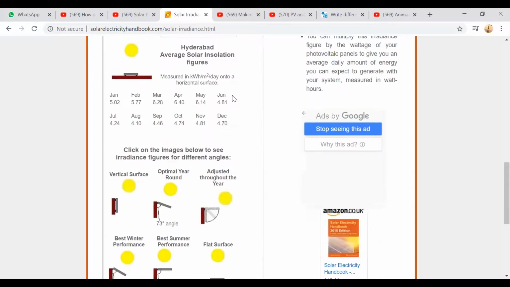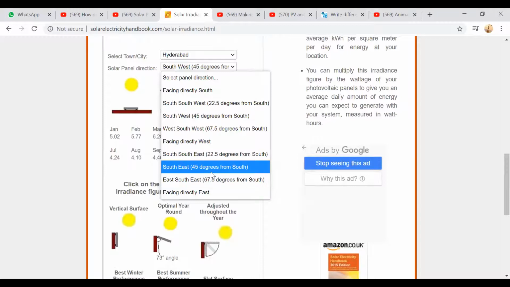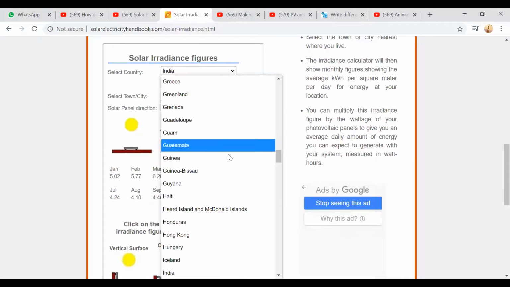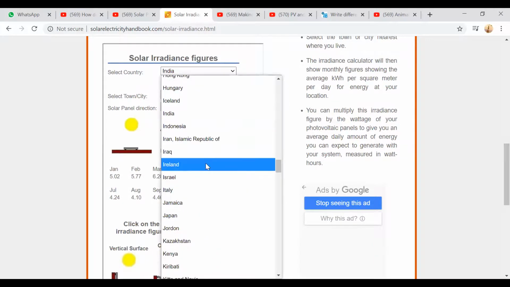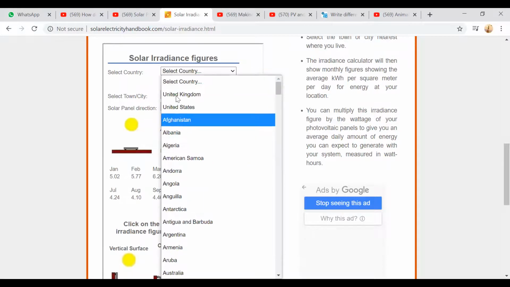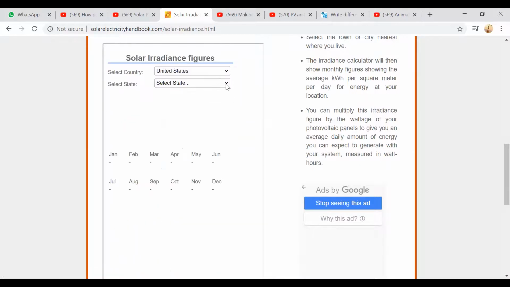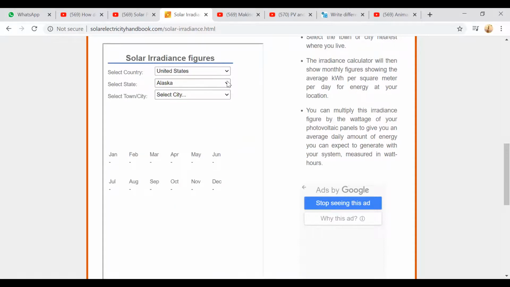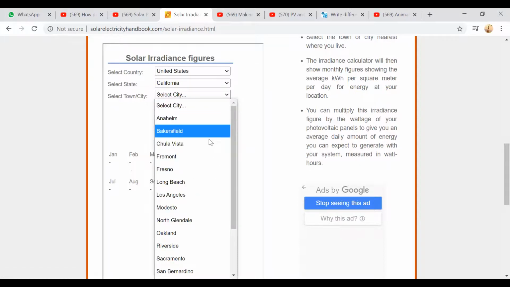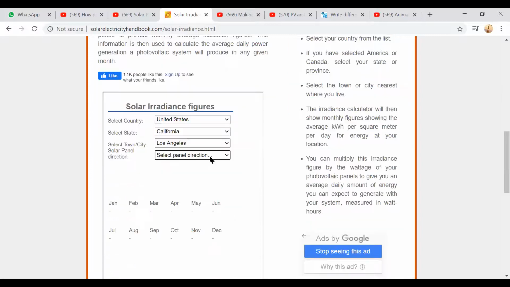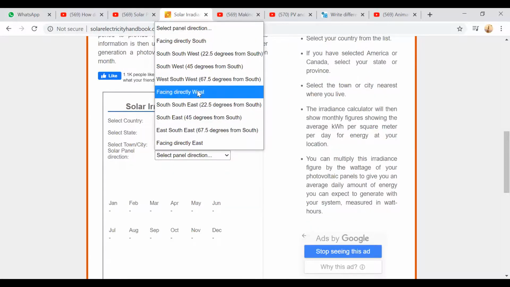If we want to see any other country, suppose we'll go for USA, and check the town and city. Here India is there, instead of that we can go for USA or any other state or country. United States, and here we'll select the state California. Okay, good. Here select any one city of your choice. Long Beach is okay, Los Angeles, okay, good. Coming down, they are asking what is the panel direction.